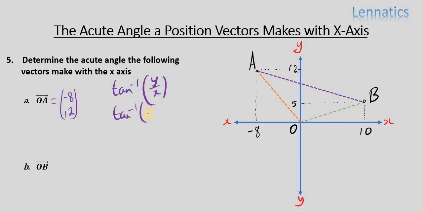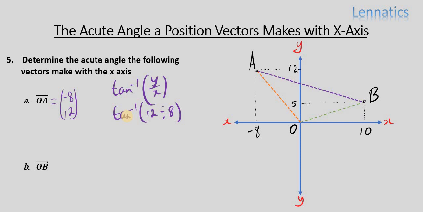And what is the y component? It's 12. I'm going to divide it by the positive of the x component, which is going to be positive 8. So we're not going to write the -8. We need to use a positive number. Right, we want a positive angle.